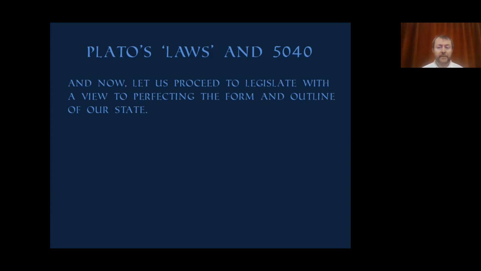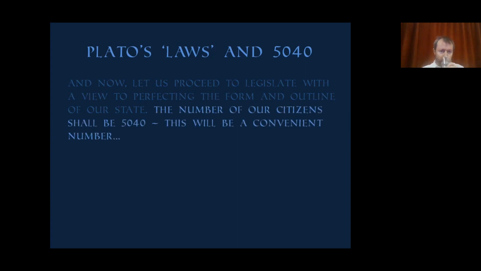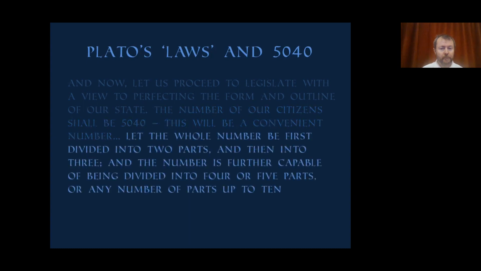And now let us proceed to legislate with a view to perfecting the form and outline of our state. The number of our citizens shall be 5,040. This will be a convenient number. Let the whole number be first divided into 2 parts and then into 3. And the number is further capable of being divided into 4 or 5 parts, or any number of parts up to 10.